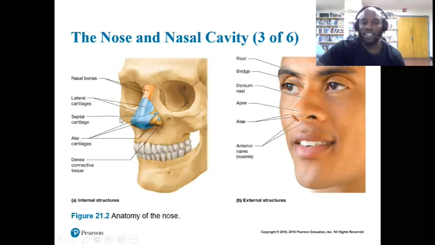Everybody has an idea of that. The nasal bones. You have cartilage. A lot of your nose is cartilage. The root, the bridge, the apex, the nares, where the air comes in.